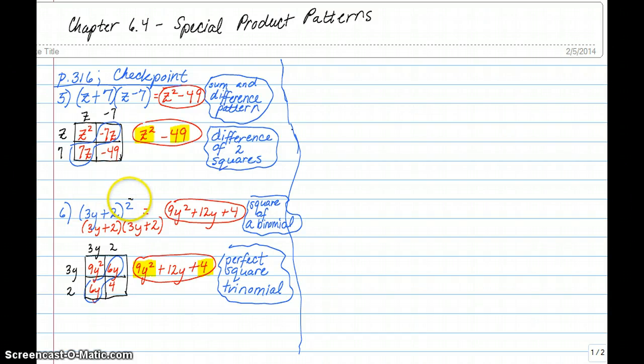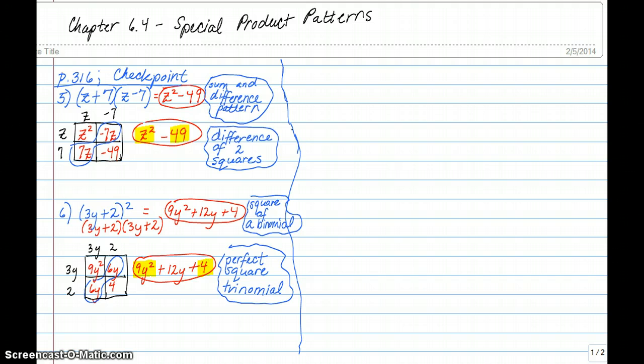In 3y plus 2 squared, that was the square of a binomial, and you will have a middle term. And the first term and the last term are also perfect squares. You have a middle term that is not a perfect square. So that's a perfect square trinomial. Started out with the square of a binomial and went to a perfect square trinomial. So what is the same with both of these, again, is first and last terms are perfect squares. The difference between the two is one is a binomial and the other is a trinomial.